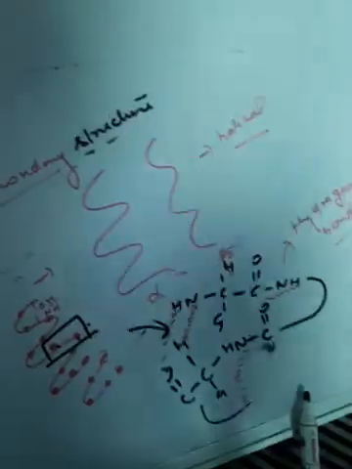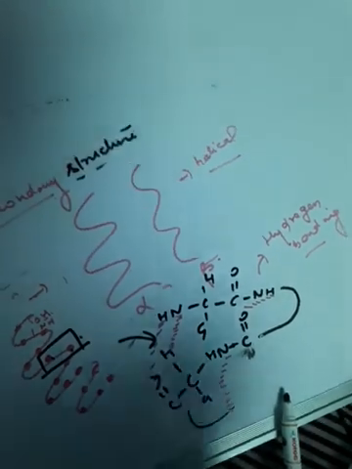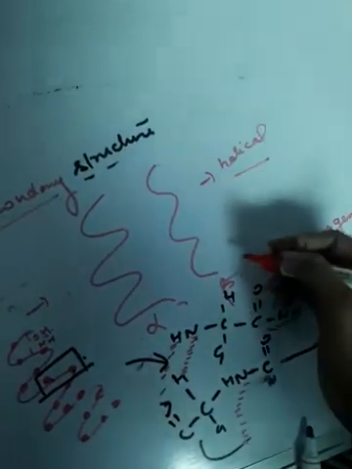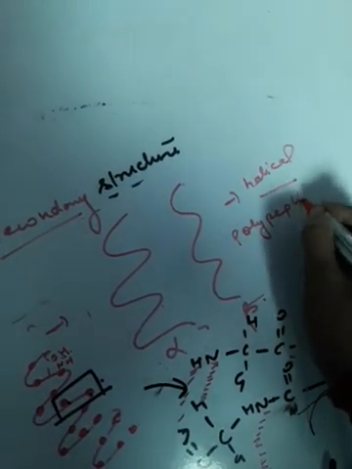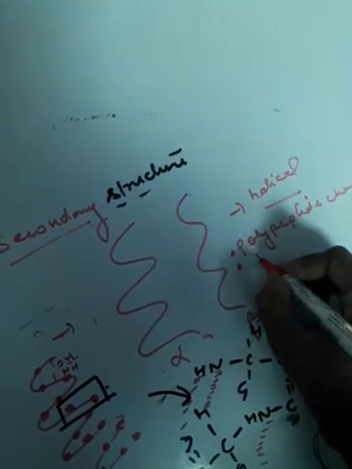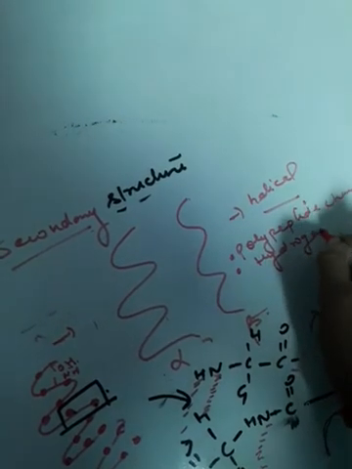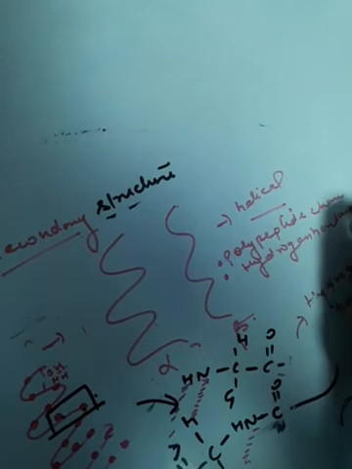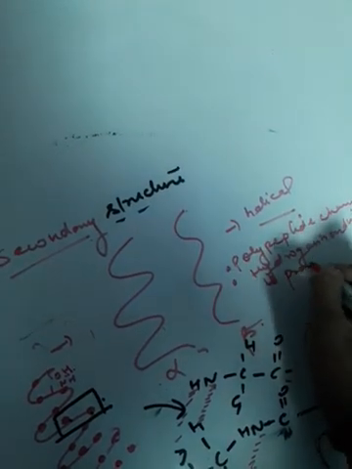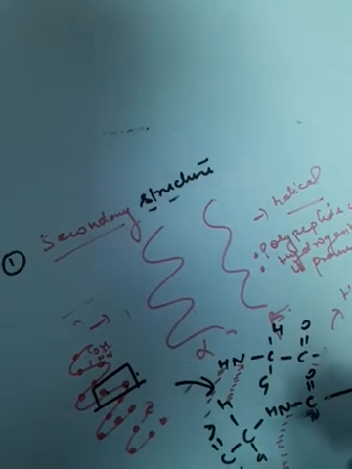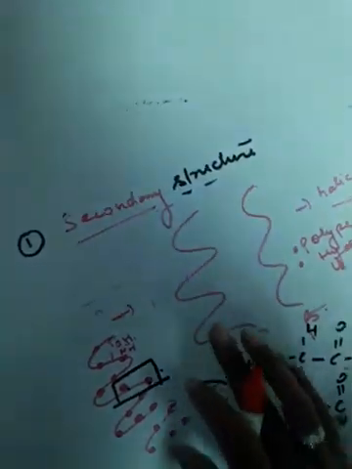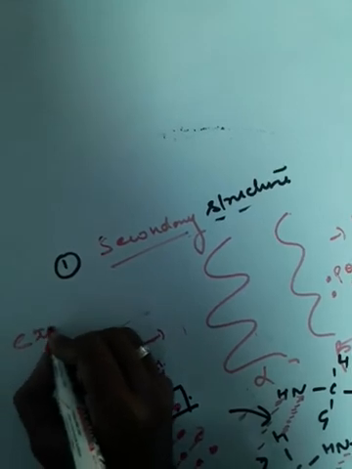The main point is that polypeptide chains are present, and hydrogen bonding is also present. It is a helical type of protein. The best example of this protein is keratin.